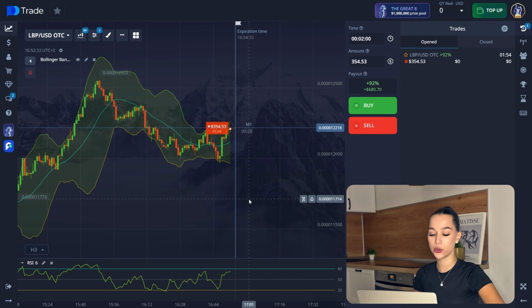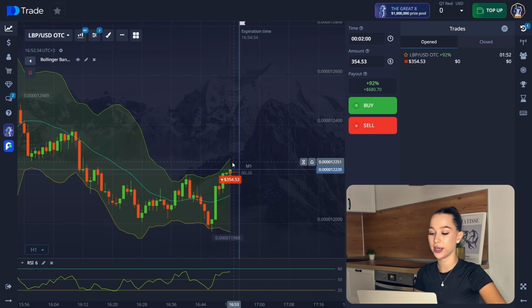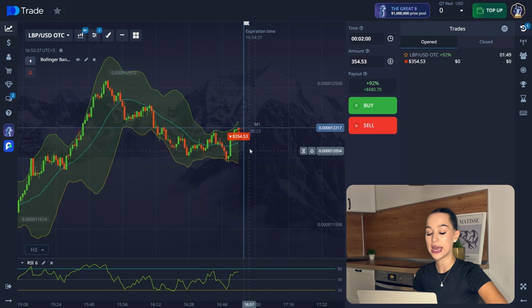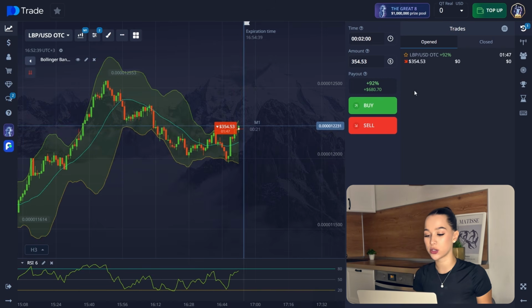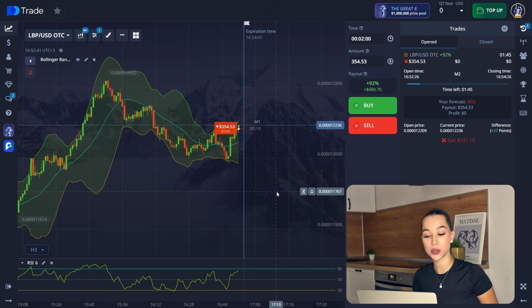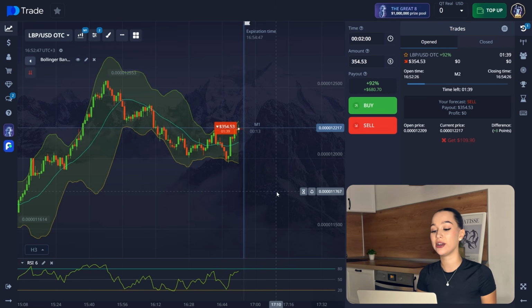So the chart showed a sideways phase, a flat market after a previous downward movement, and the price repeatedly bounced off the middle line of the Bollinger Bands without breaking through it upward. So there was a short-term attempt to grow, but the movement was losing strength near the nearest resistance level.